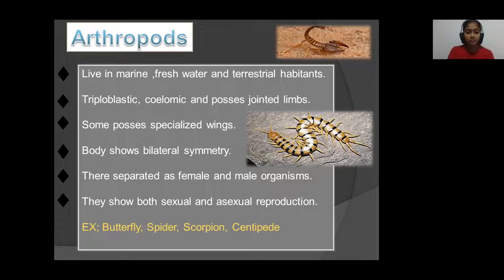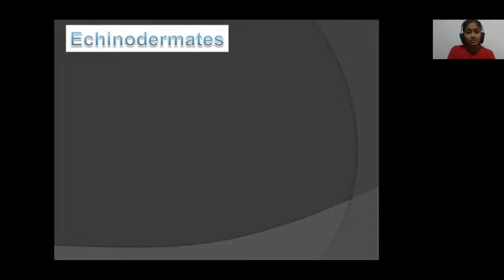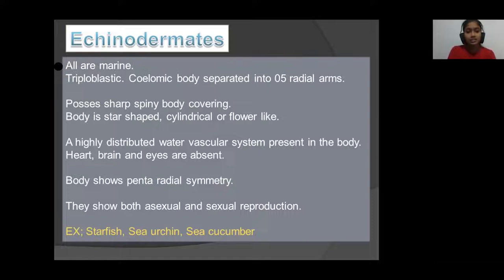Now I'm going to talk about the last and final topic under the kingdom Animalia, under invertebrates, known as Echinodermata. All are marine, triploblastic, coelomic, body segregated into five radial arms. Possess sharp spiny body covering. Body is star-shaped, cylindrical, or flower-like. A highly distributed water vascular system is present in the body. Heart, brain, and eyes are absent. Body shows pentaradial symmetry. They show both sexual and asexual reproduction. Examples: starfish, sea urchin, sea cucumber. Now you can see some pictures about the Echinodermata.